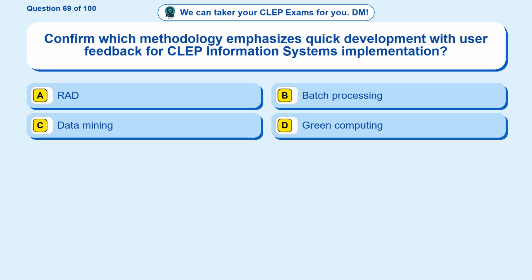Question 69. Confirm which methodology emphasizes quick development with user feedback for CLEP Information Systems implementation? Option A, RAD. Option B, batch processing. Option C, data mining. Option D, green computing. The correct answer is option A, RAD.